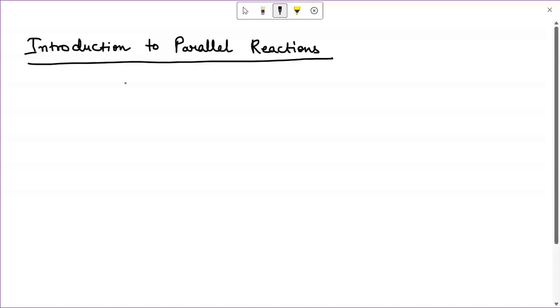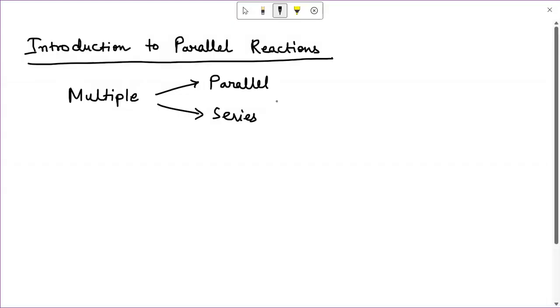On this playlist, I have already spoken about single reactions in a lot of detail, but from this video onwards, we are going to talk a bit about multiple reactions. Now these multiple reactions are essentially of two types: either they are parallel or they are series, or it can be a mixture of both. Our focus here is on parallel type of reactions.